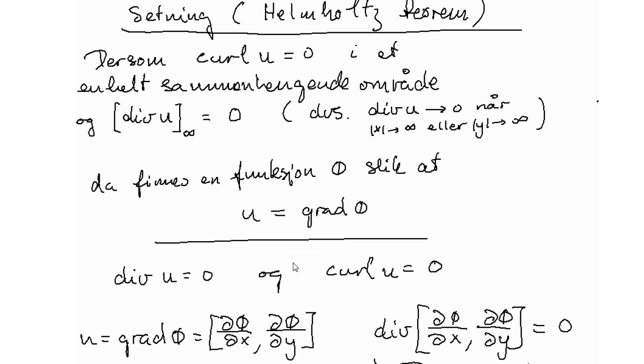In this course we are going to assume that the vector field, the velocity field in the fluid, is rotational free, so the curl must be equal to 0. Moreover, we assume that this velocity field is incompressible. That means that the divergence of this vector field is equal to 0.